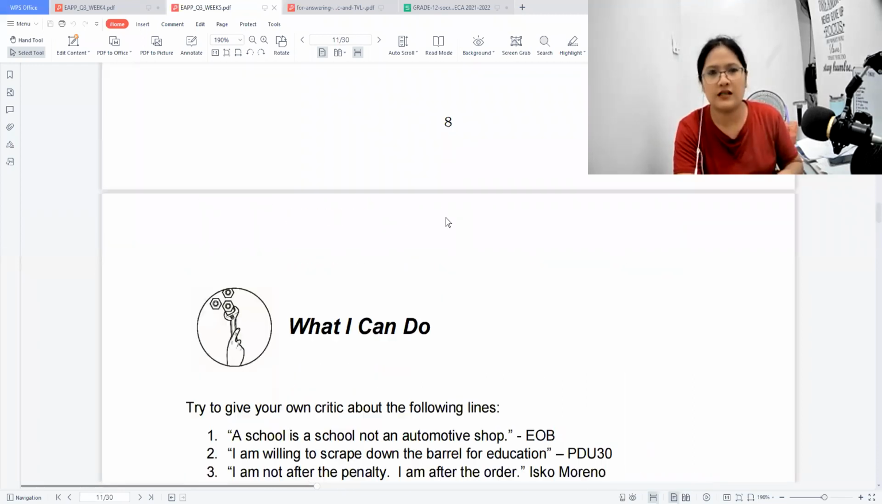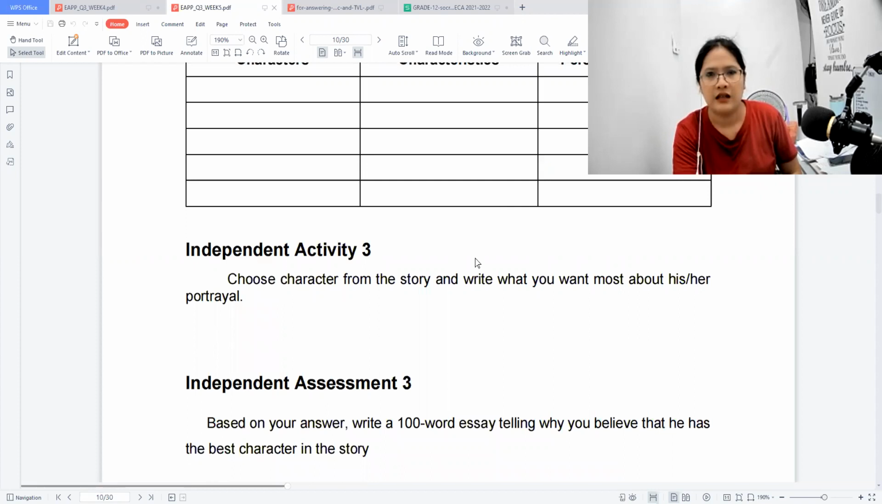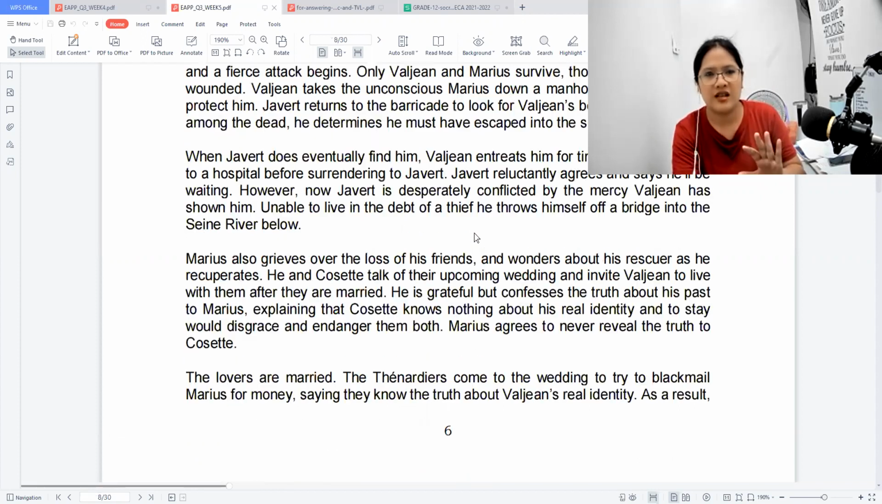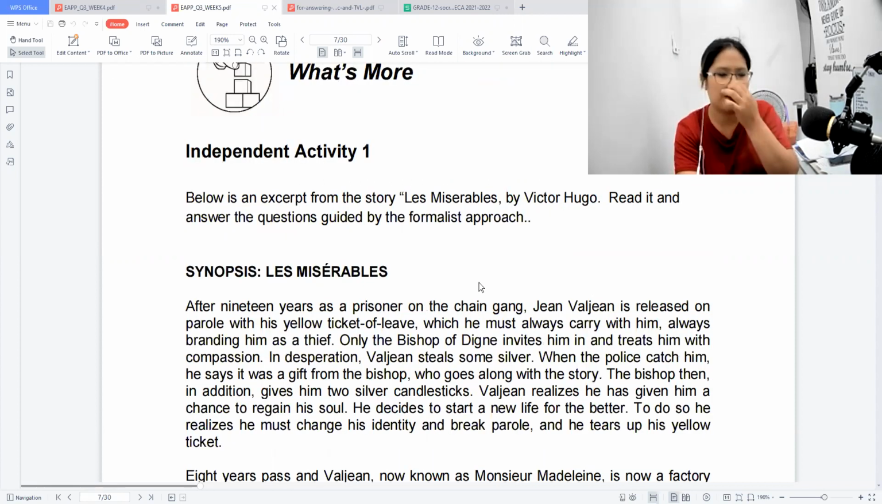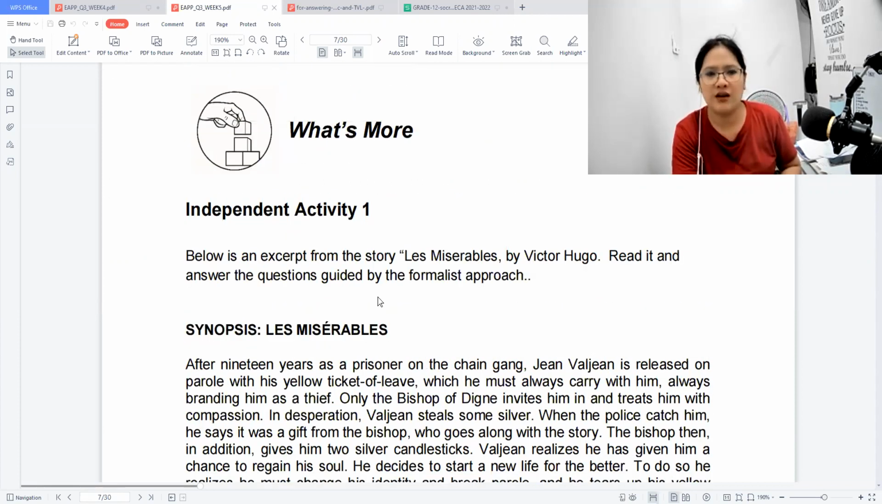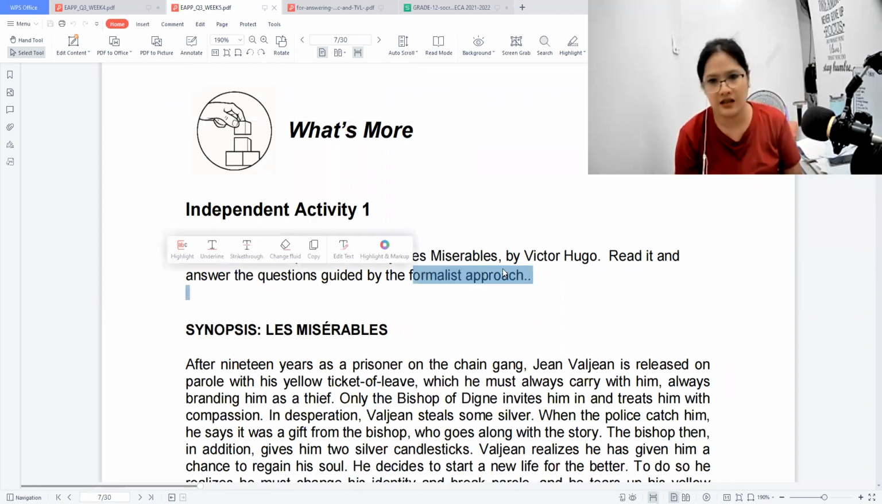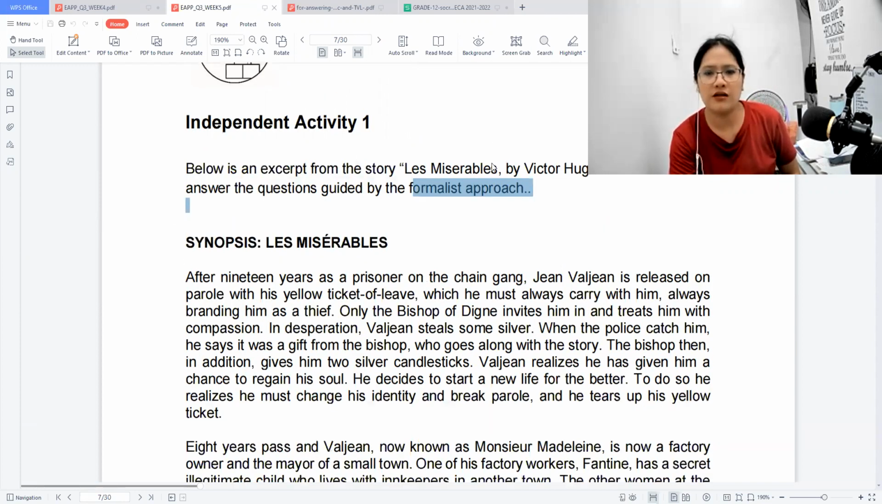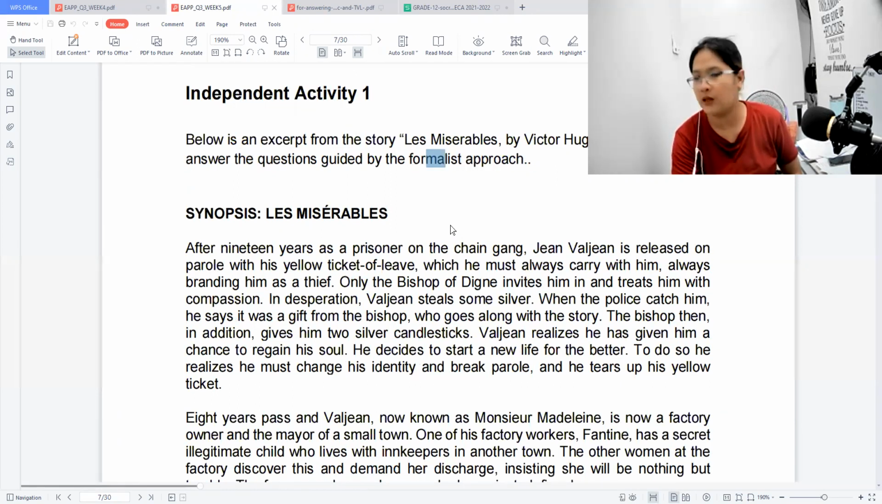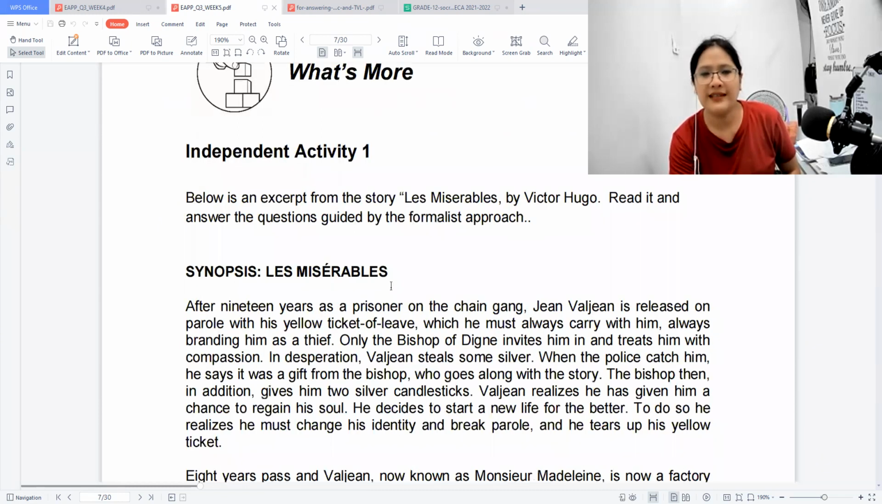Okay, so for the activities here, you would have to read the excerpt. So practically, this is about Les Miserables. This is a classic. So you would have to analyze it, critique it using a formalist approach. So let me help you. So when we're talking about a formalist approach, you focus on the form, not on the author. Hindi mo titingnan yung buhay ni Victor Hugo, but on the elements of the selection. So pwede kayong mag-Google at some point on the elements.